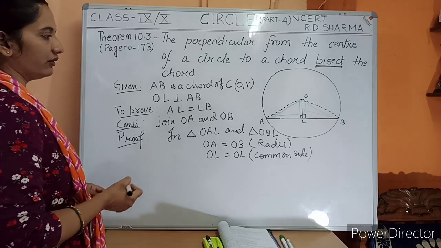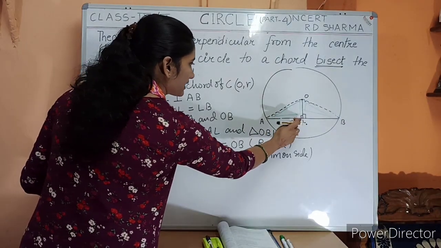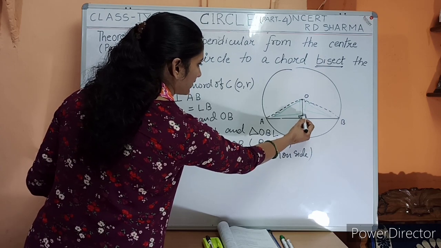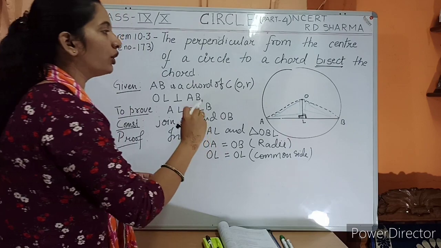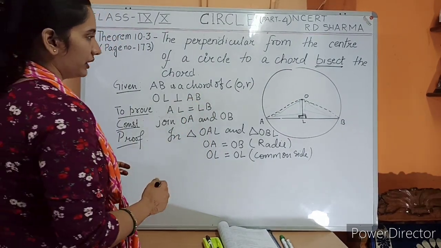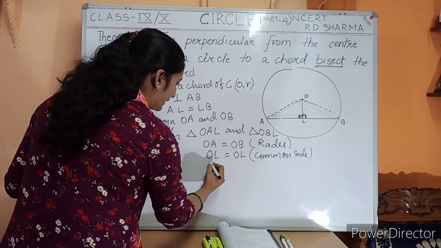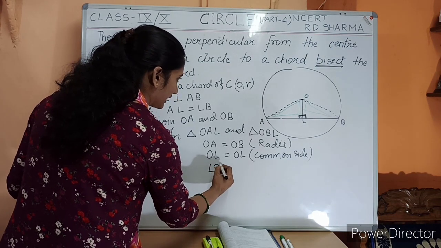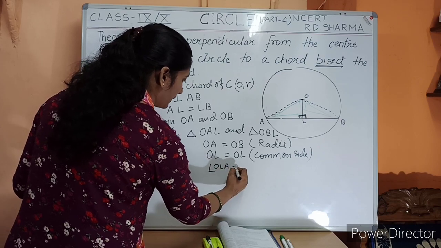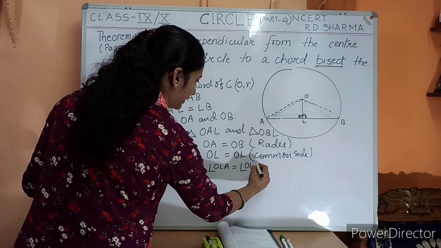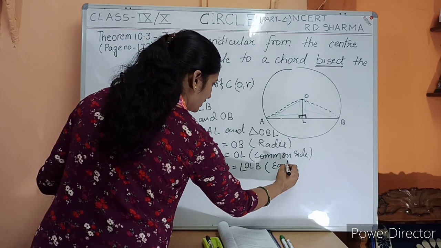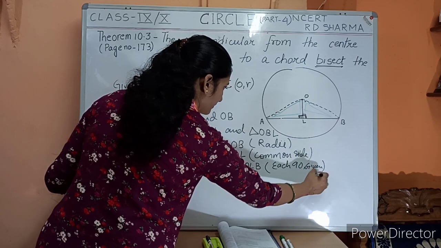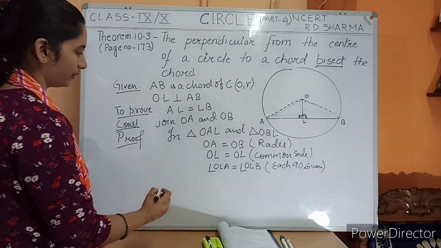The third property which is given here is this 90 degree. Can you see this 90 degree? Yes, this 90 degree and these two 90 degrees. It means these two angles we will use here in order to prove. So it's a right angle triangle. So can I write here angle OLA must be equal to angle OLB, and this is nothing but each 90 degree. This thing is given to us.